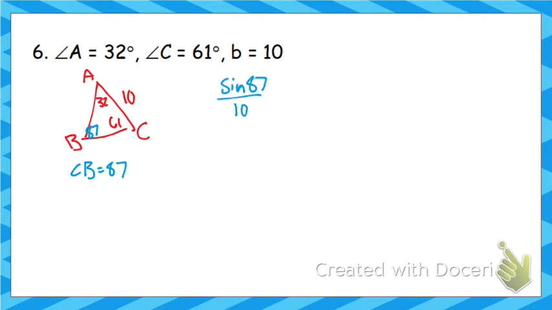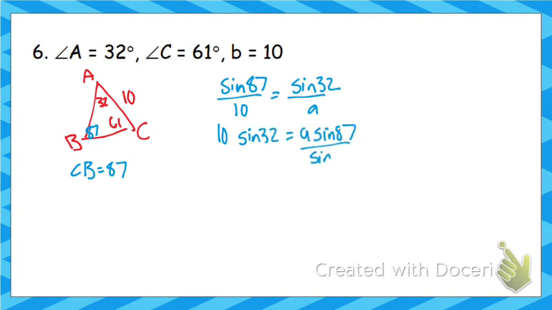Sine 87 over 10 equals sine 32 over side A. So 10 sine 32 equals A times sine 87. Divide by sine 87. Plug that into your calculator. Make sure you're in degrees. I don't think you would have changed that at this point. And I get that side A is 5.3.